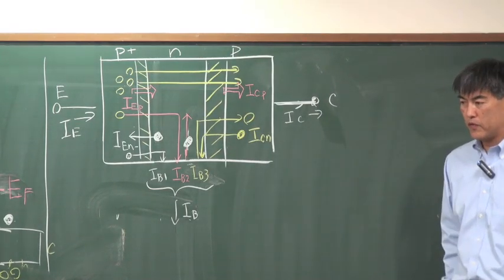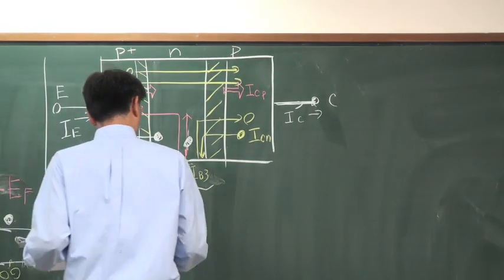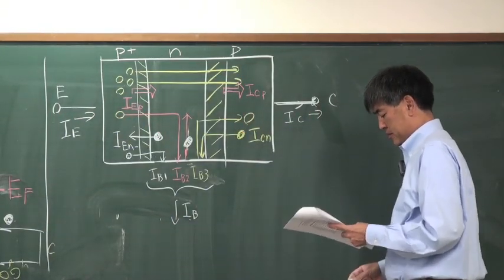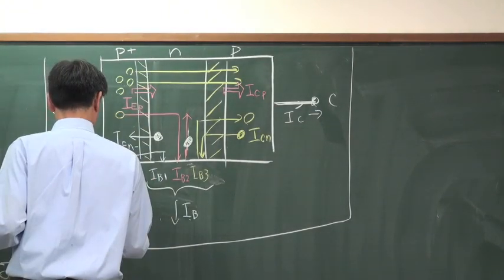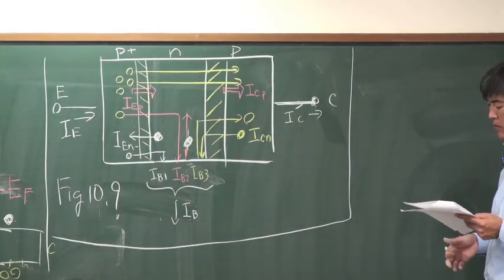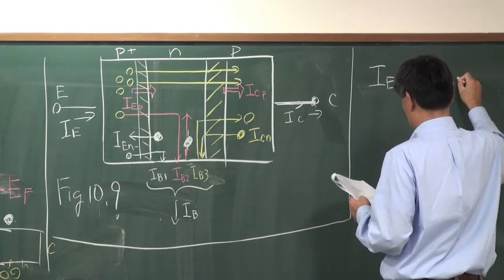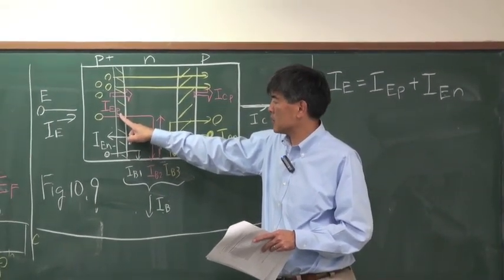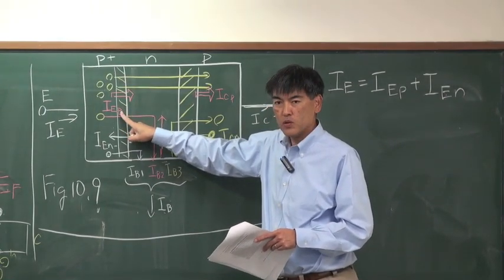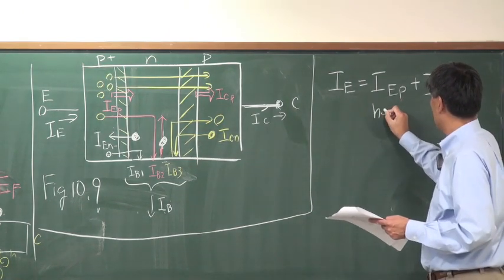So this is a full picture of all the current action going on in transistors. And the rest is actually modeling. You can see that once you accept this terminology, IE equals IEP plus IEN. So the emitter current is composed of emitter current due to holes and emitter current due to movement of electrons. These are the two components of the emitter current.